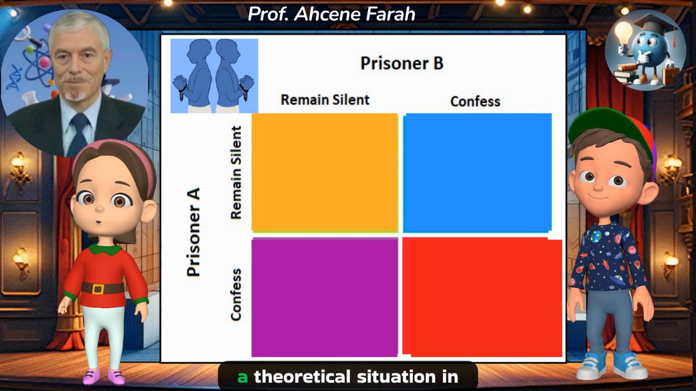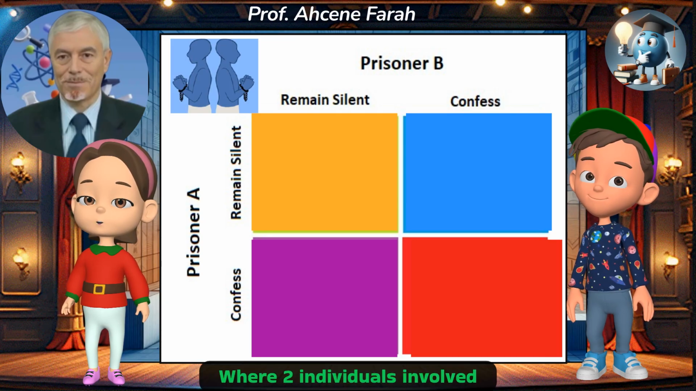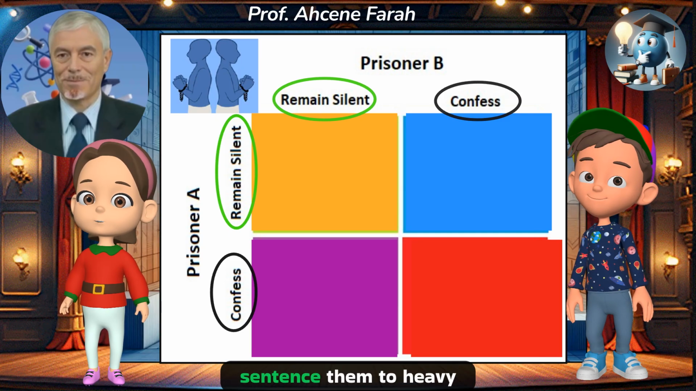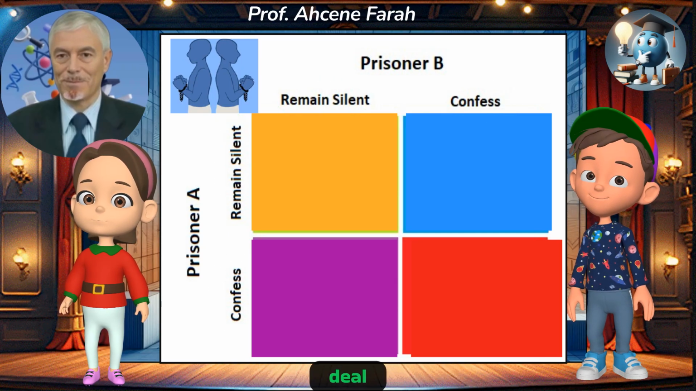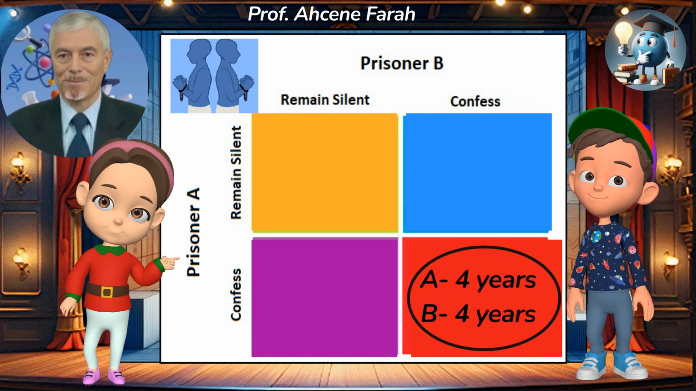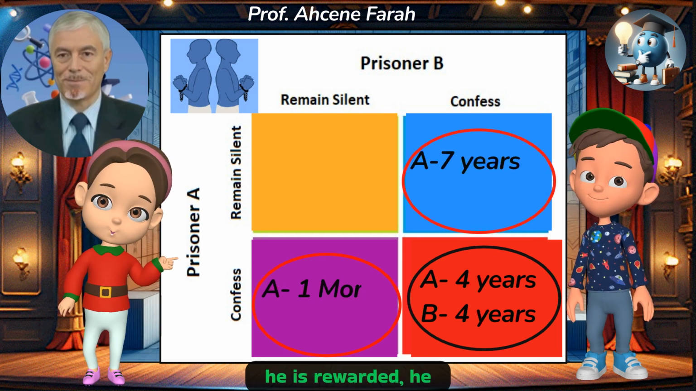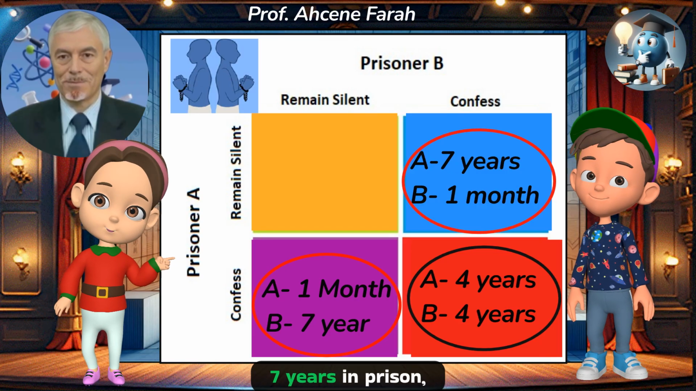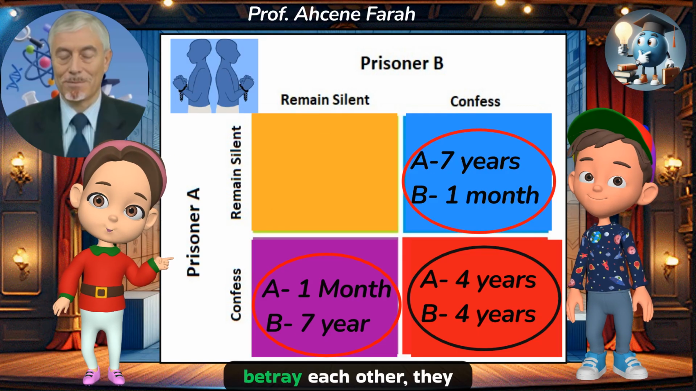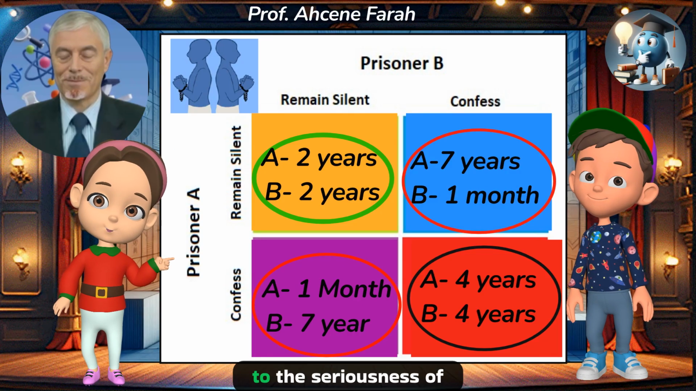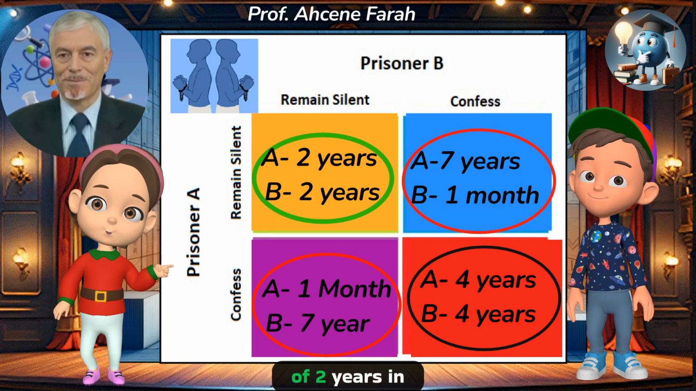The prisoner's dilemma is a theoretical situation in game theory where two individuals involved in the same case, unable to communicate, must choose between betraying their accomplice or not betraying. The police do not have enough evidence to sentence them to heavy sentences, so they offer them a deal. If both betray each other, they receive a moderate punishment, for example, a sentence of 4 years in prison. If only one betrays, he is rewarded. He will be sentenced, for example, to 1 month in prison, and the other severely punished. He will be sentenced to 7 years in prison, for example. If they do not betray each other, they cooperate with each other without knowing it, both are punished but with a reduced sentence compared to the seriousness of the case, for example, a sentence of 2 years in prison.